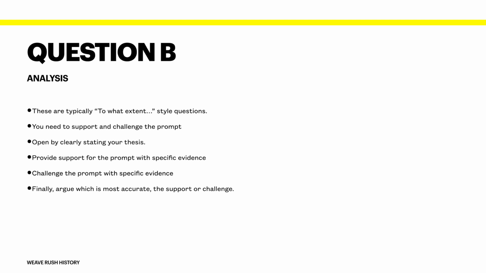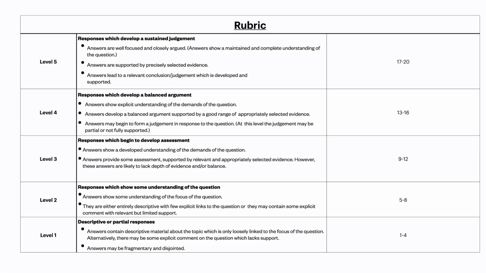Provide support for the prompt with specific evidence. Challenge the prompt also with specific evidence. You have to have the history here. This is where you put your historical knowledge in. And finally, you're going to argue which of these is the most accurate, the support or the challenge, and why it is more accurate. So you have to have a lot of historical knowledge here to answer question B, which is why they're worth 20 points each.